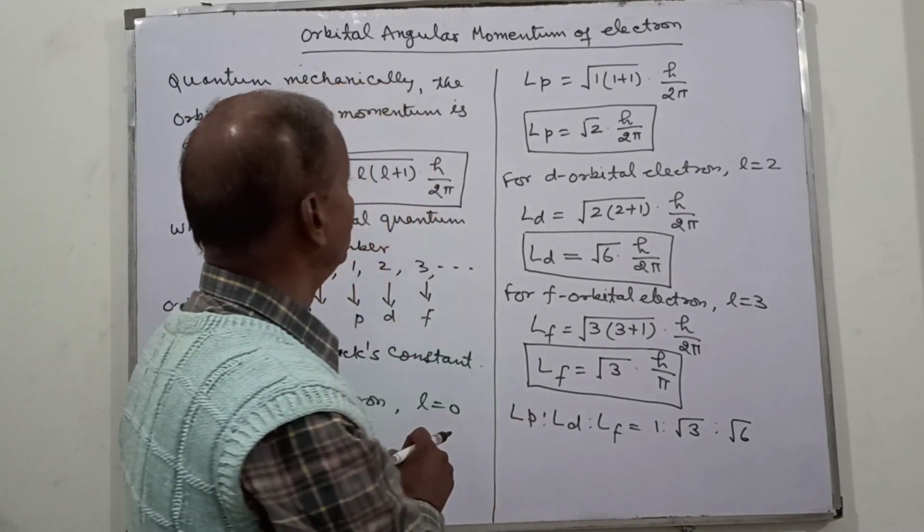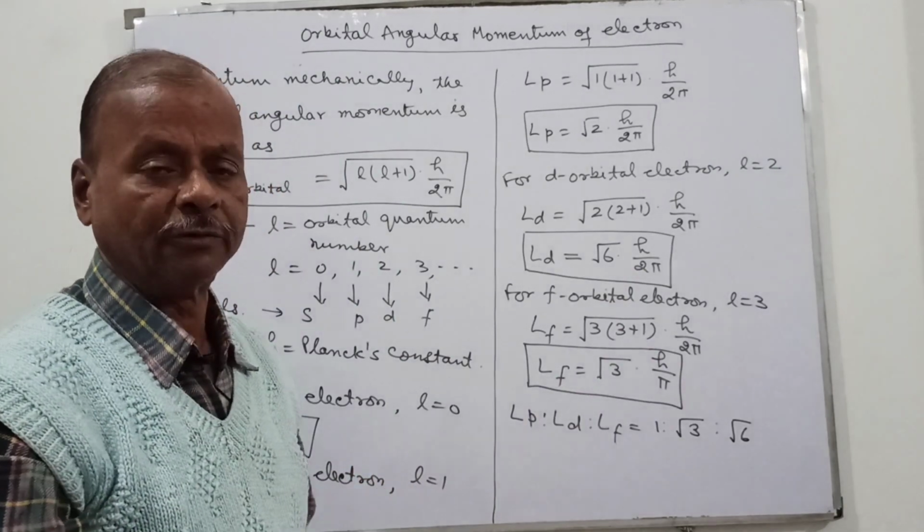So this is about the orbital angular momentum of the electron.